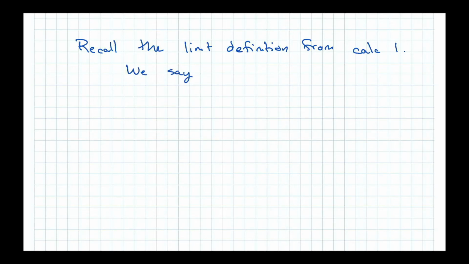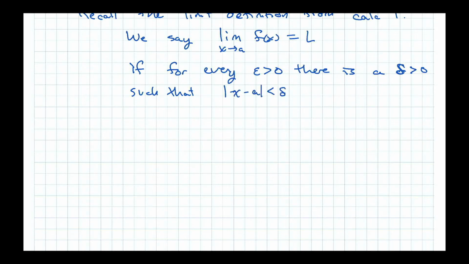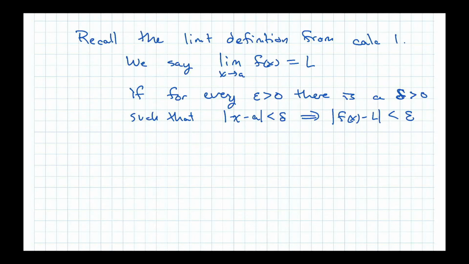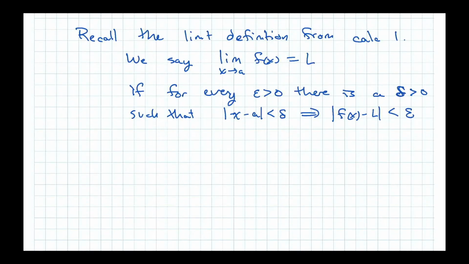So recall the limit definition from Calculus 1, something like this. We say that the limit as x approaches a of f(x) equals L if, and here's our definition, for every epsilon greater than zero, there is a delta greater than zero, such that if |x - a| is less than delta, then |f(x) - L| is less than epsilon. Now, that's the definition, and it's not that useful for calculating stuff. It's really tedious to use for calculating stuff, so nobody does. We use other methods to actually calculate limits, but this is where it comes from.